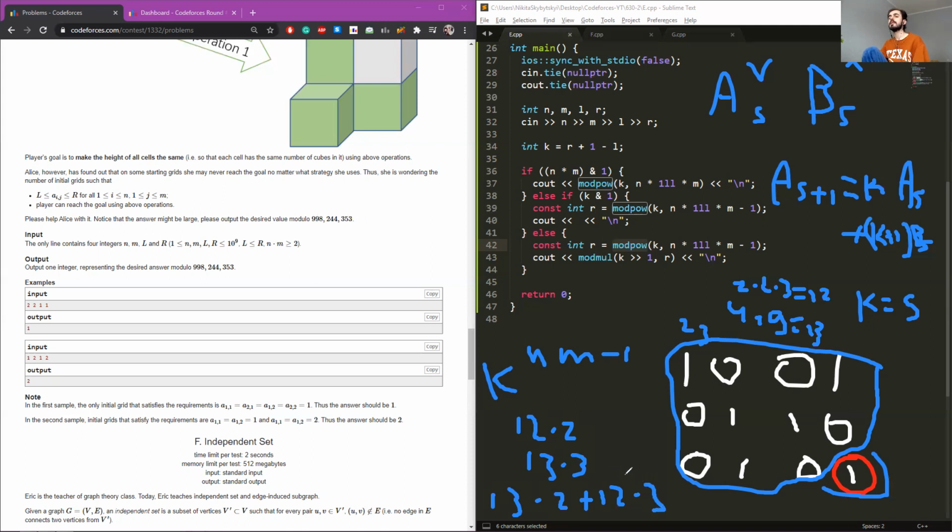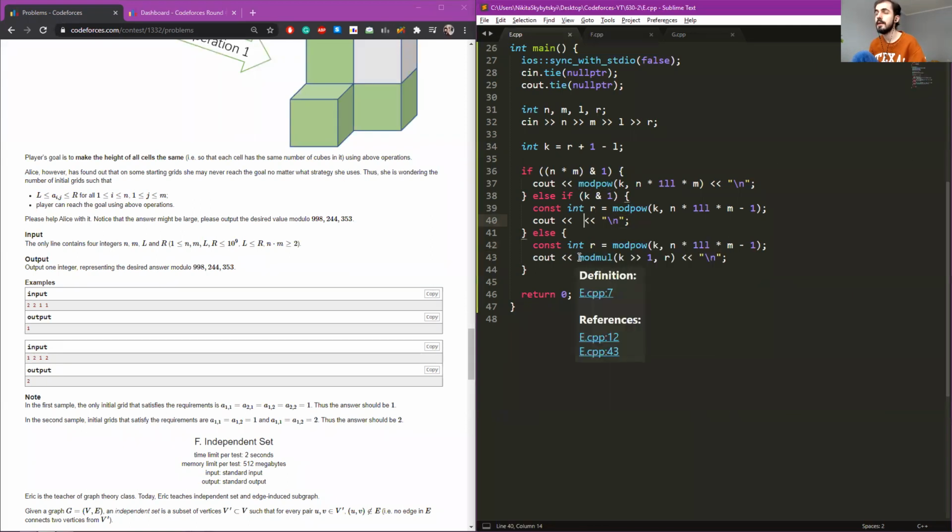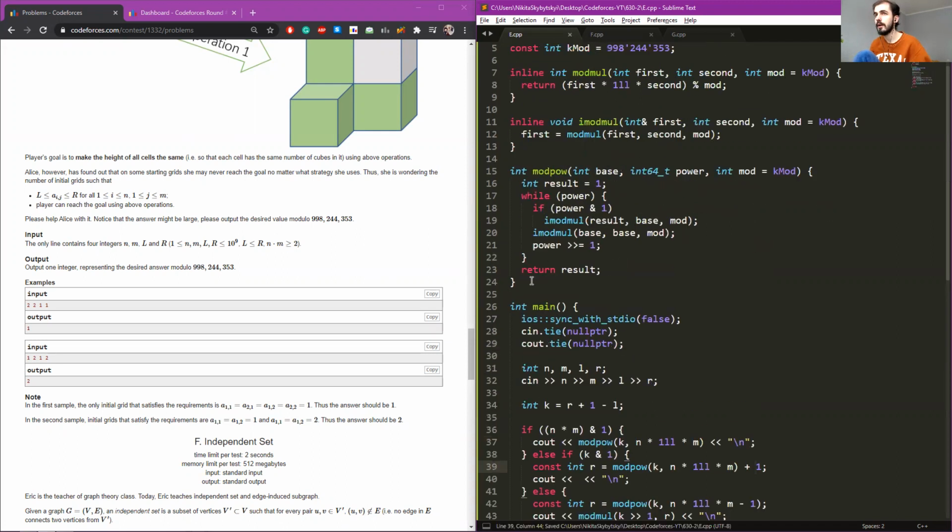Wait a sec. This differs by 3, this differs by 2. Oh, they always differ by 1. Okay, so they always differ by 1. Which means we should do this, and we should add 1, and then we should divide by 2.